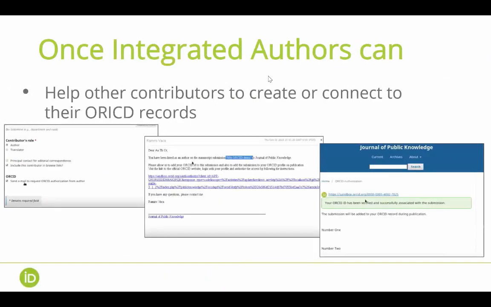And once integrated, what can authors do? As in publishing practice, sometimes or most of the time, the first author will help the other co-authors to fill in their information. So if I'm the first author of the article and I'm co-author with others, I can help my co-authors to create or connect to their ORCID records by automatically sending an email to them when I type in that information in the OJS interface during the submission.